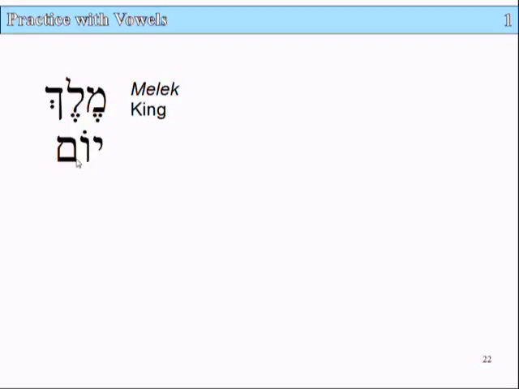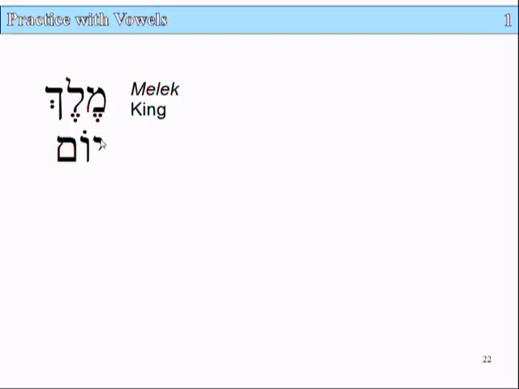And this is what you call a final mem. It's just the same as this one here, but when it's at the end of a word, it changes its form; it's drawn differently. This is an M sound, just like this one. It's the same letter, but this is the final form. This is called a mem, and this is called a mem sofit. It's exactly the same pronunciation; it just looks different when it's at the end of the word.